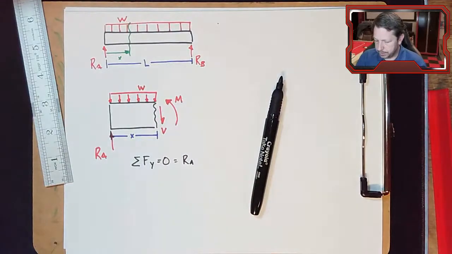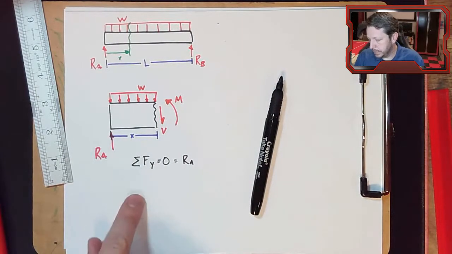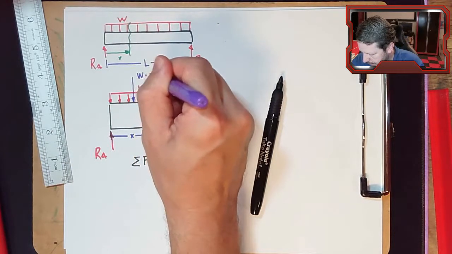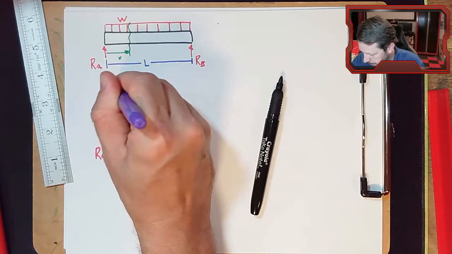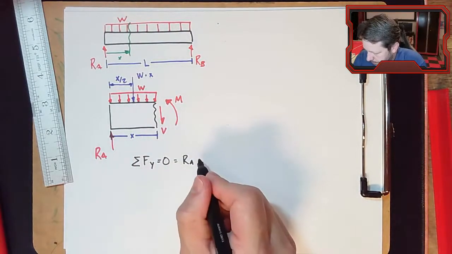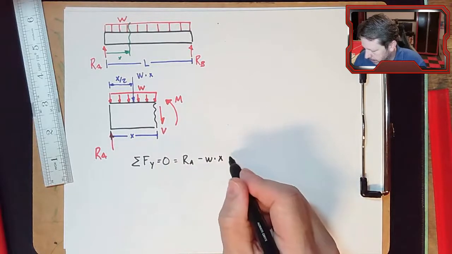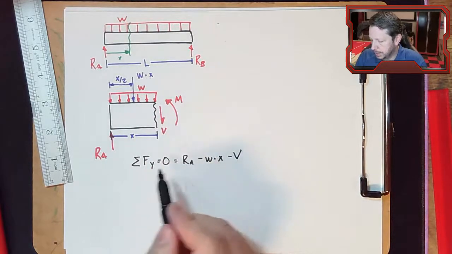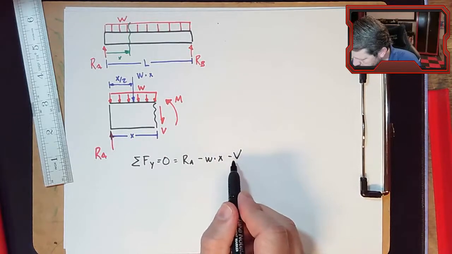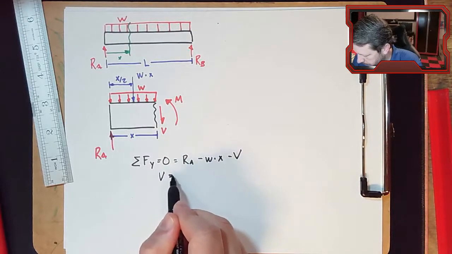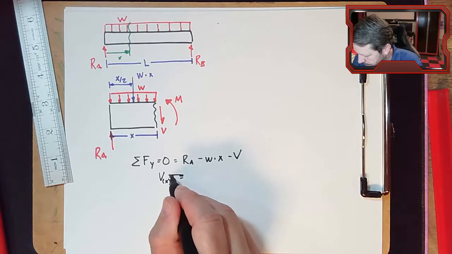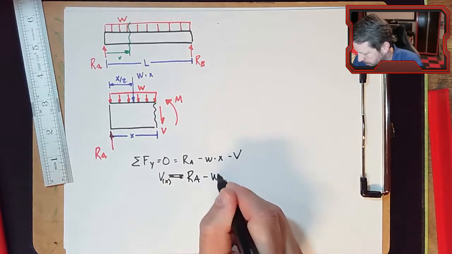Now, this is a distributed load, so normally what I do with distributed loads when I'm writing these equilibrium equations is lump them. This would be W times X, and this distance would be X over 2. So this is minus W times X minus V. The moment doesn't go into the equation for Y. It doesn't have a line of action that's in any direction. So we're going to move V over. This time we really can call it V of X because we have an X in there. V of X equals RA minus W times X.